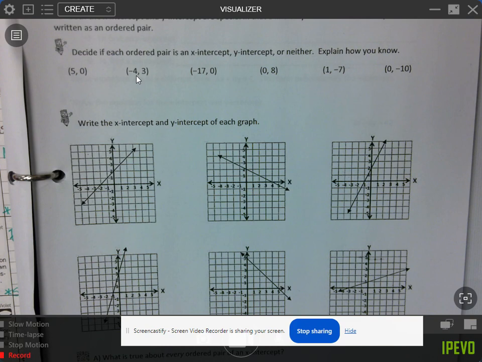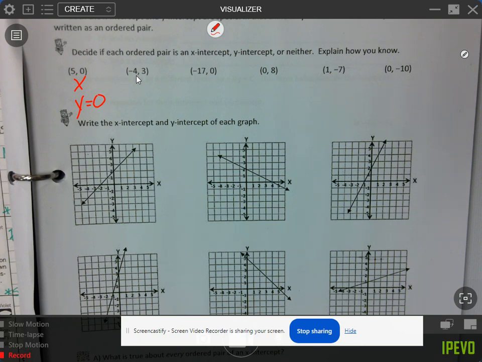Our ordered pair is 5, 0. Is that an x-intercept, a y-intercept, or neither? What do you think, Lakely? How do we know? Because where is our 0? Yeah, the y equals 0. If the y equals 0, we know it's an x-intercept. Always, always, always. Let's look at our next one.